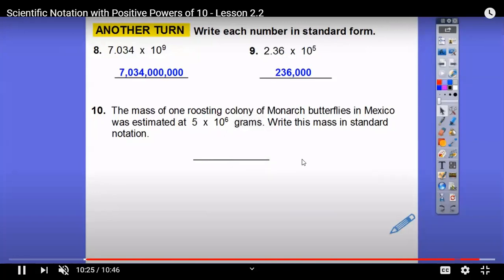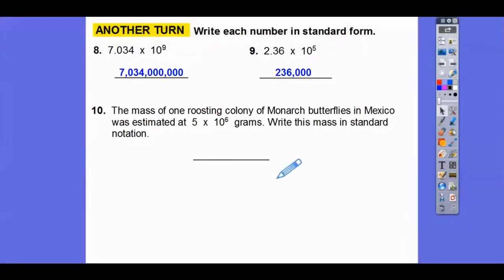Write the mass in standard notation, which means I don't want to see 10 to the power. Then we have to add how many zeros? We are going to add 6 zeros.